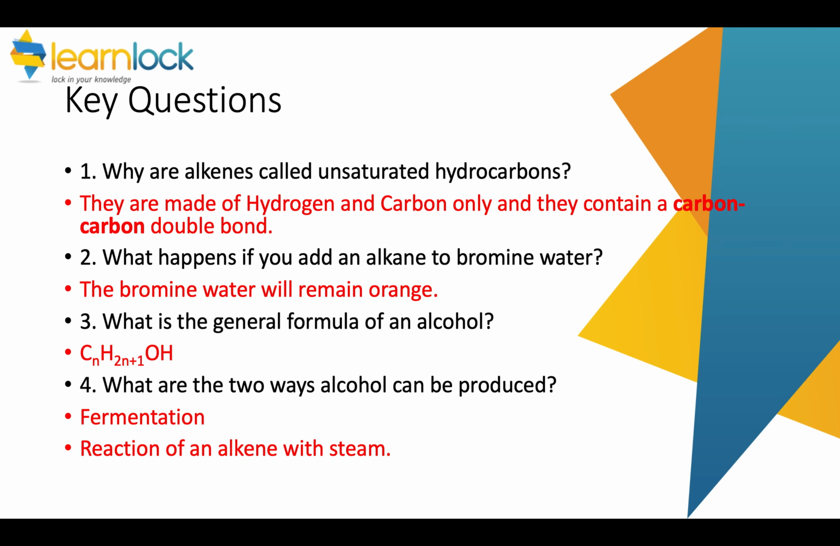Unsaturated hydrocarbons mean they contain a carbon-carbon double bond. So the carbon isn't fully saturated, it's not fully with lots of hydrogens. Instead, there's a carbon-carbon double bond. What happens if you add alkane to bromine water? Well, the bromine water would remain orange. It wouldn't go colourless because you're not adding it to an alkene.